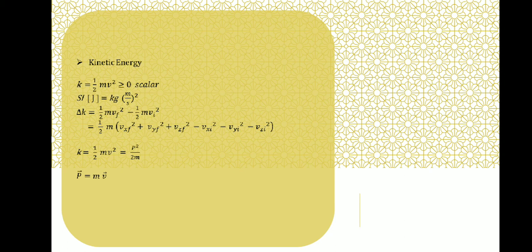How do we relate momentum and kinetic energy? K is equal to half mv squared, remember, and p is equal to mv. So K equals p squared over 2m. That is the kinetic energy expressed in terms of the particle's momentum.